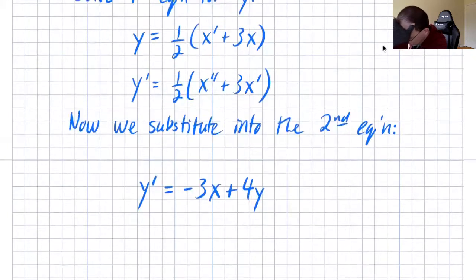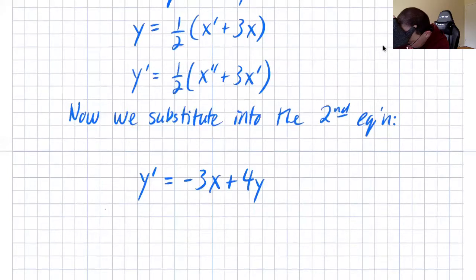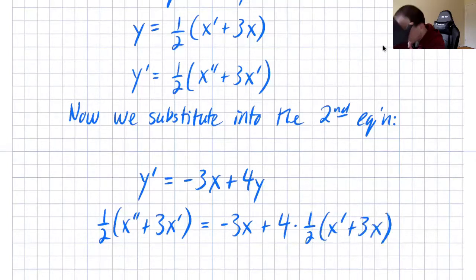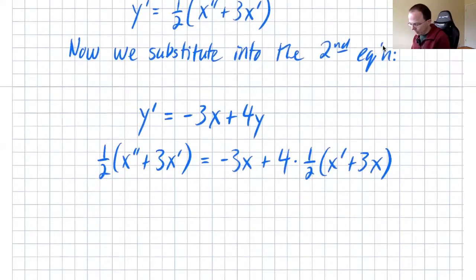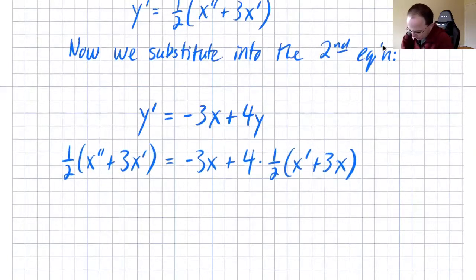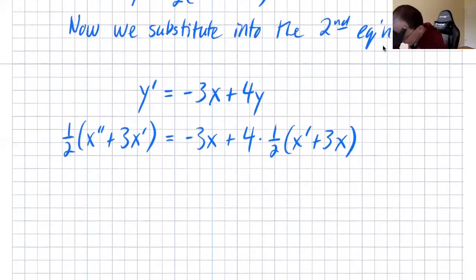Okay, now we'll do our substitution. So y prime is 1/2 x double prime plus 3x prime is equal to minus 3x plus 4 times 1/2 x prime plus 3x. You see now we have just a single equation that is in terms of x. There's no y anymore. Okay, so let's simplify this. So I'll multiply both sides by 2.